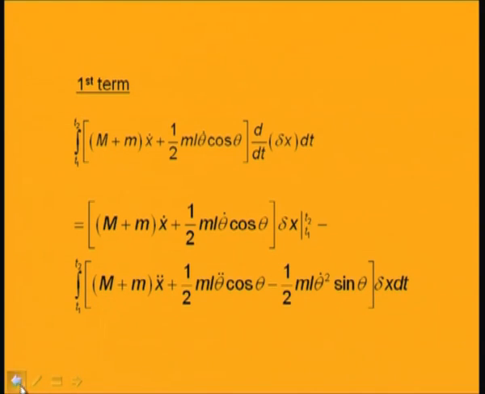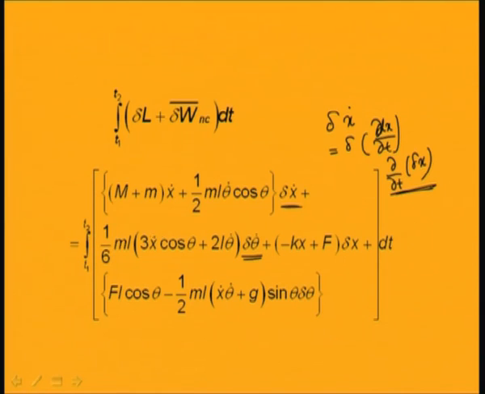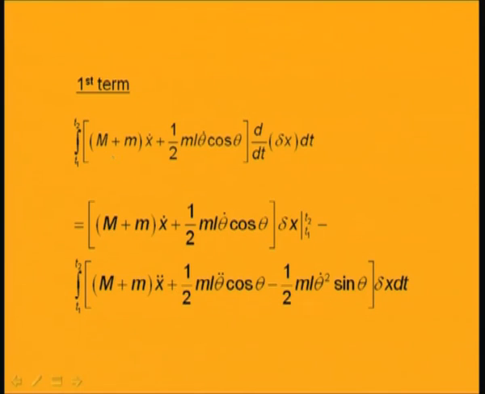So if I integrate this first term, this is the first term I have taken. So (m plus m) x dot plus half m l theta dot cos theta into d by dt of delta x dt. So this will be equal to, you just take one as the first function and the other as the second function. So this is the first function you take and this is the second function you take. So you just integrate it by parts. So integrating it by parts, the first function remains as it is and then the integration of the second function.